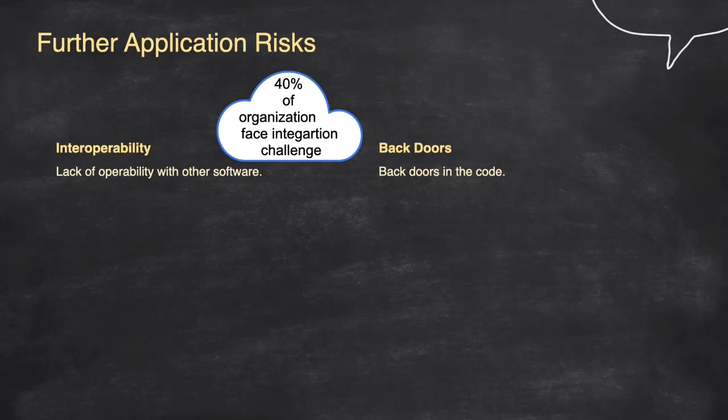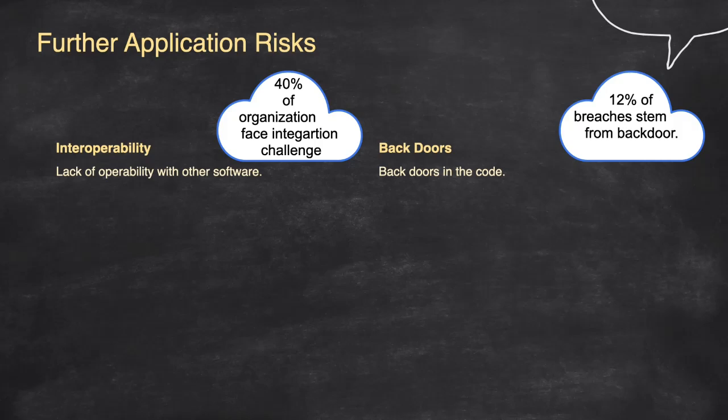A backdoor in a financial application might allow hackers to steal sensitive financial data without triggering alarms. A Verizon Data Breach Investigation Report 2023 found that 12% of the breaches stem from backdoors intentionally or accidentally introduced in application code, allowing attackers to exploit vulnerability.